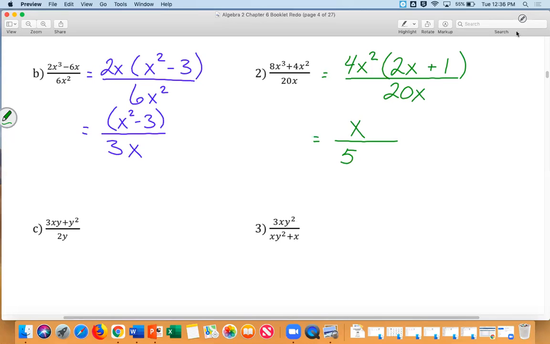Now, I just dealt with the 20 and the 4. I dealt with the x squared and the x, right? Now the only thing I have left is this 2x plus 1. But there's nothing else to reduce it with. So I just write that down. You guys see that?